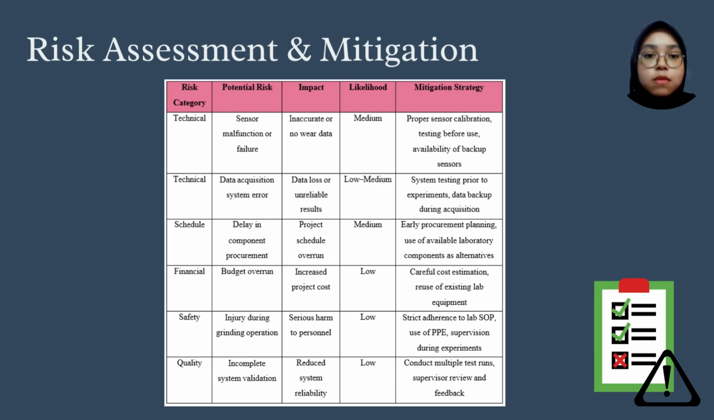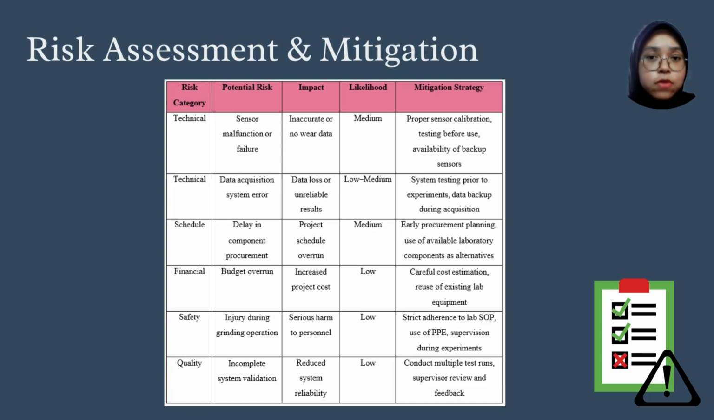Next, there are system and data risks where errors may occur during data collection. This is controlled by testing the system early and saving data regularly to prevent data loss. There are also schedule risks, mainly caused by delays in purchasing components, and this is managed by planning early and using available laboratory equipment if needed. For financial risks, such as budget overrun, careful planning is done to ensure costs remain within the allocated budget. Existing laboratory equipment is also reused to reduce extra expenses.